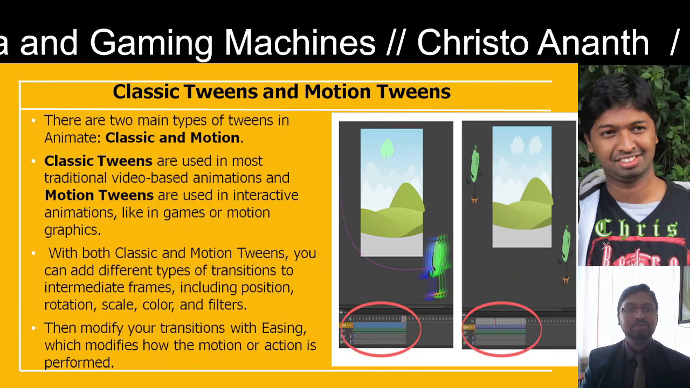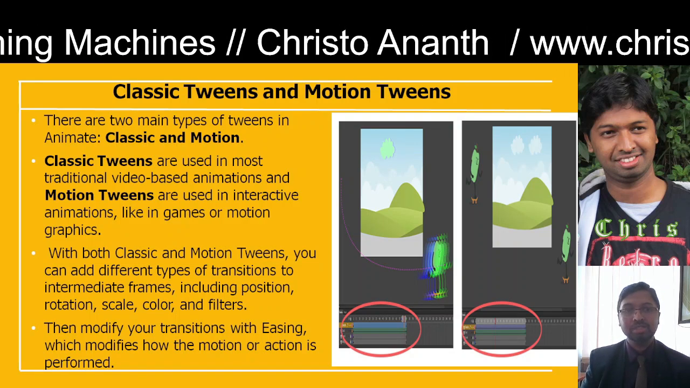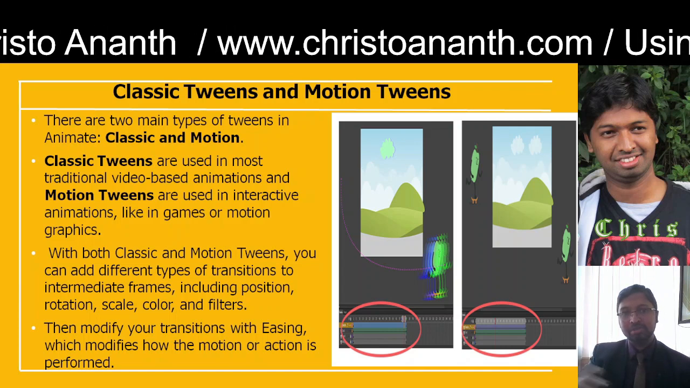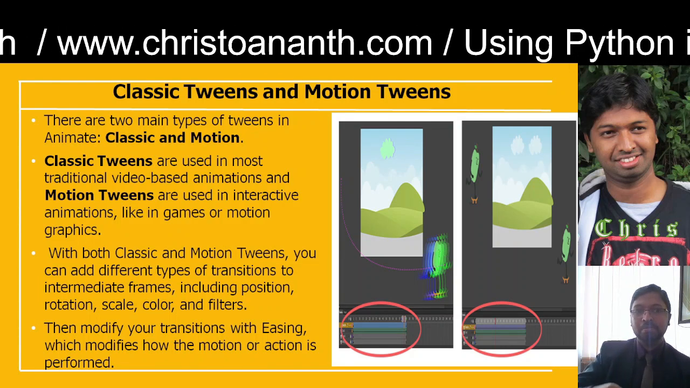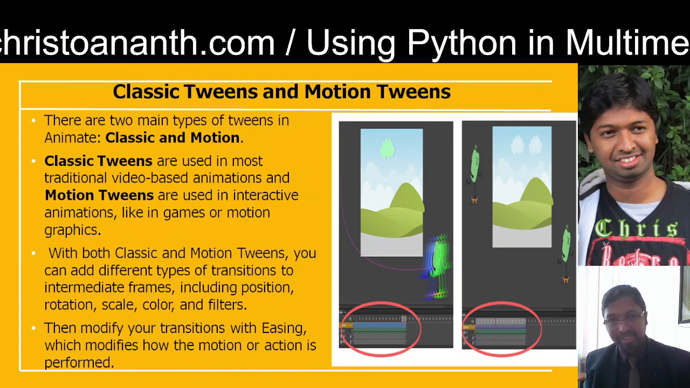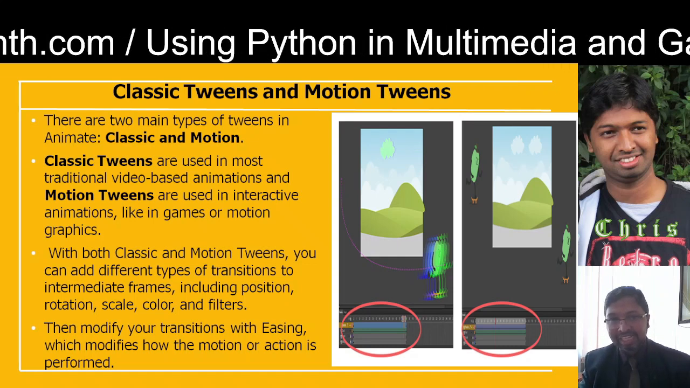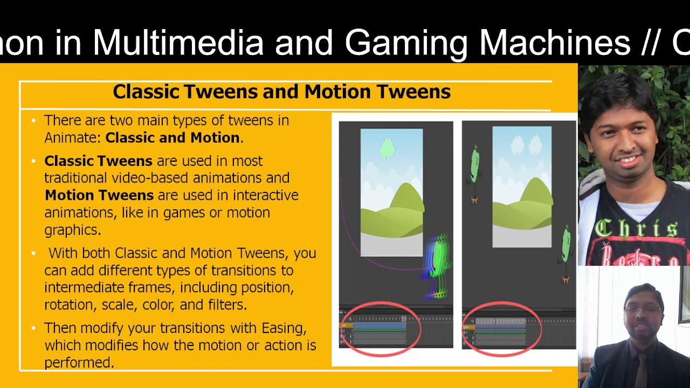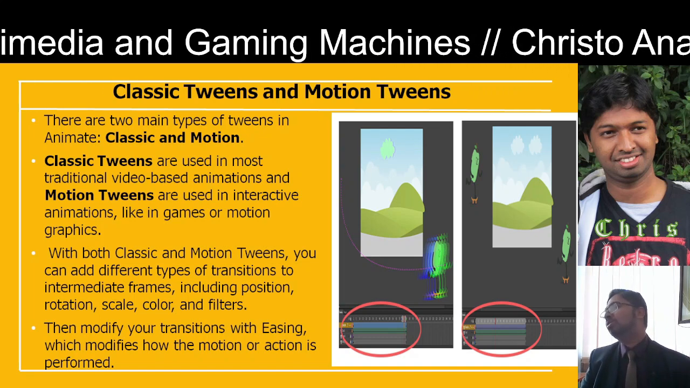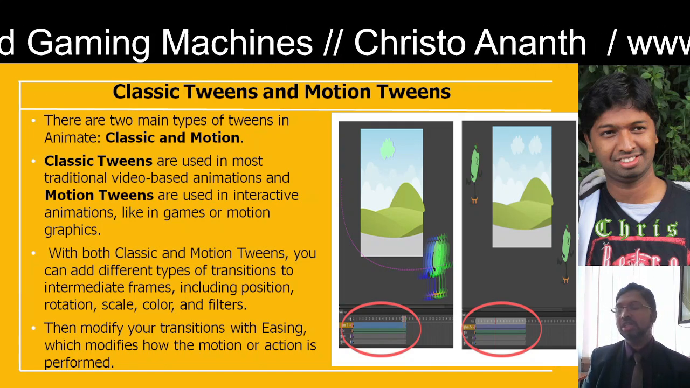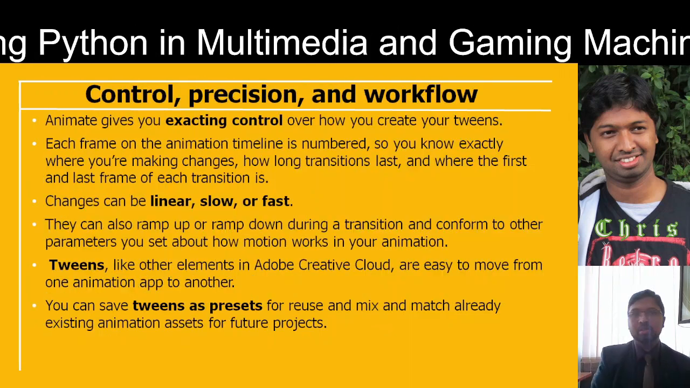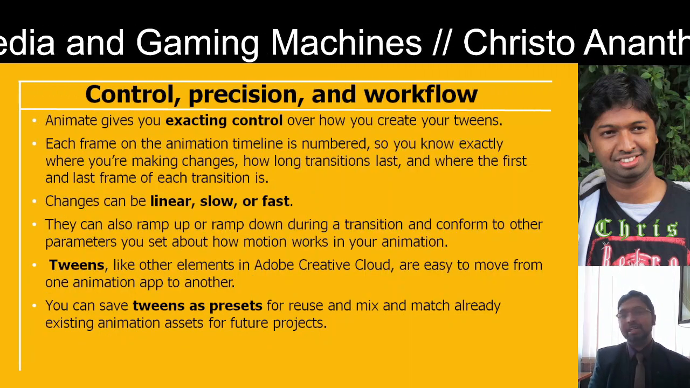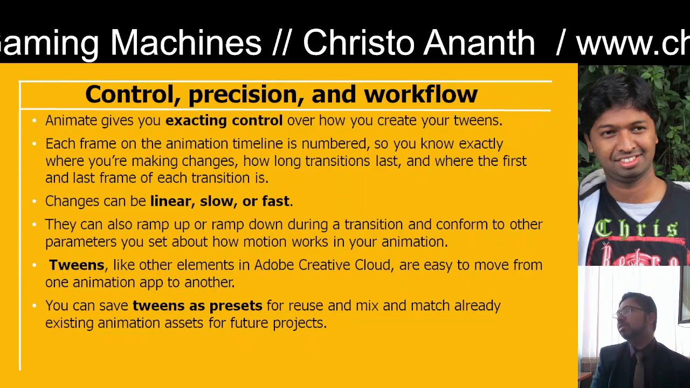With both classic as well as motion tweens, you can add different types of transition from one part to another, to intermediate frames, maybe position, rotation, scaling, color, filter that you can go for. So you can modify your transitions with easing. That is how you modify your motion or your action. So in Animate, you can get exact control about how you create your tweens.